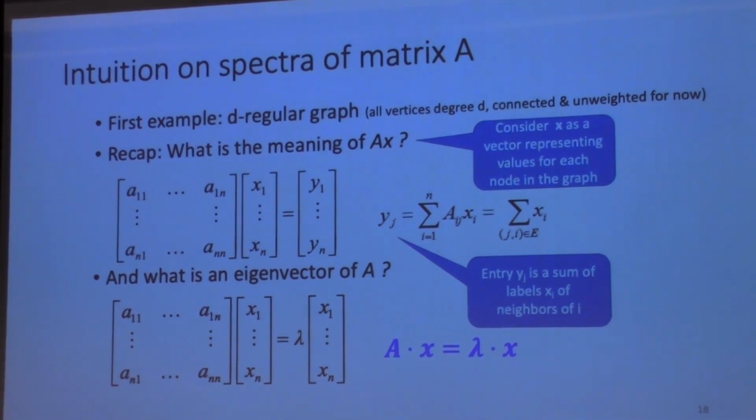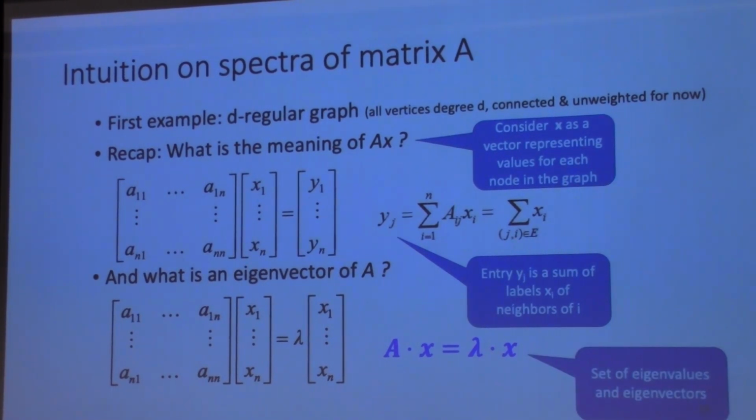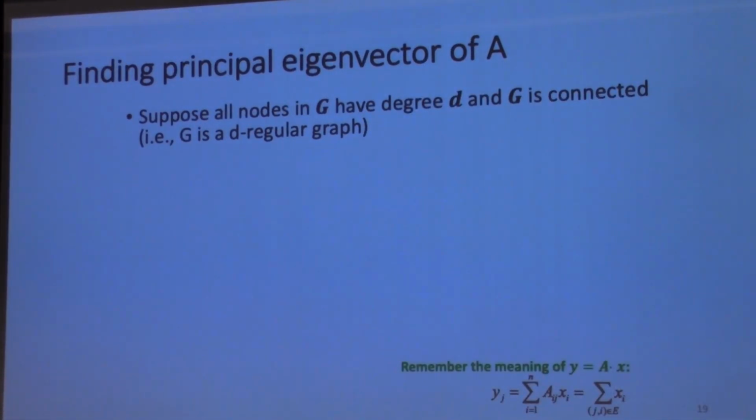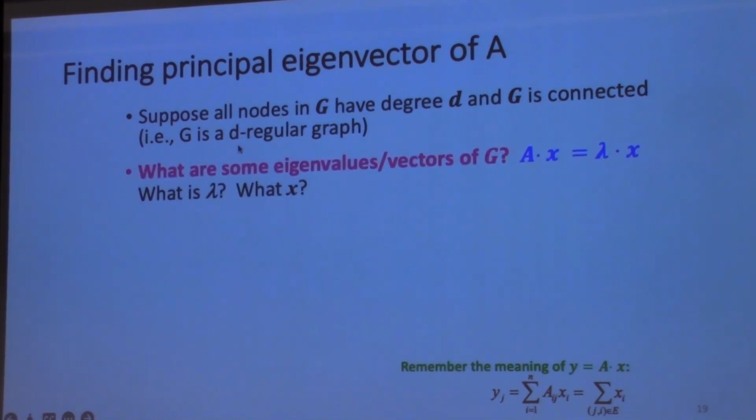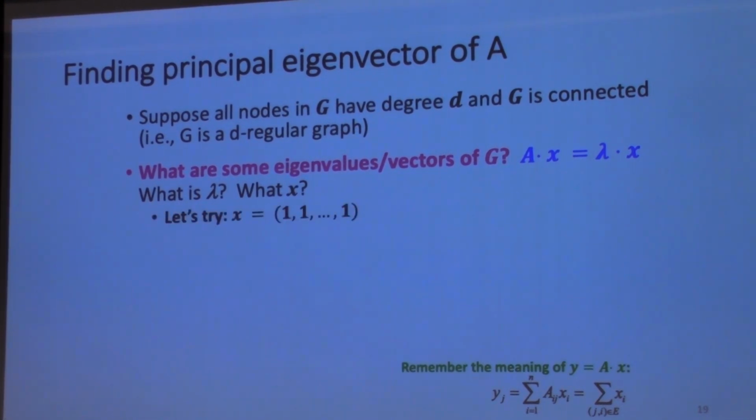So what happens with degree d? Now we're going to connect the eigenvalues and eigenvectors with graphs. Graphs, which are these visual topological things, like on the web, and matrices, which are just a bunch of numbers. How does it connect? Suppose all the nodes have degree d, and G is connected. So it's a d-regular graph. What are some eigenvalues?